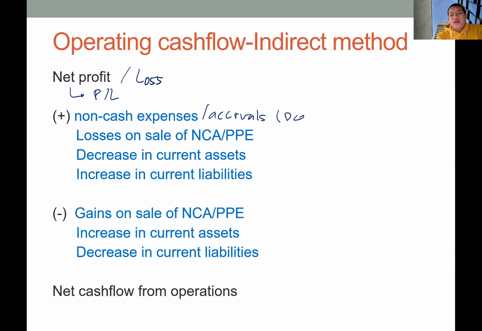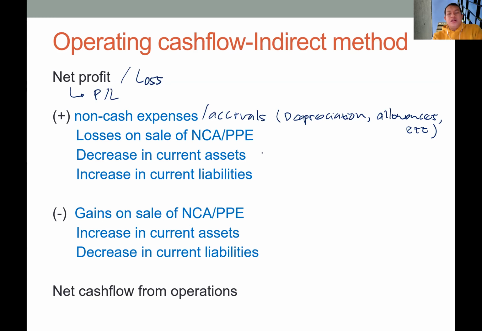So we'll have depreciation, and then allowance, impairment, and any other accruals. And then we add back the loss on sale of non-current asset. Because we want to maintain cash only from operating activities, we should add back any loss because of selling the PPE.